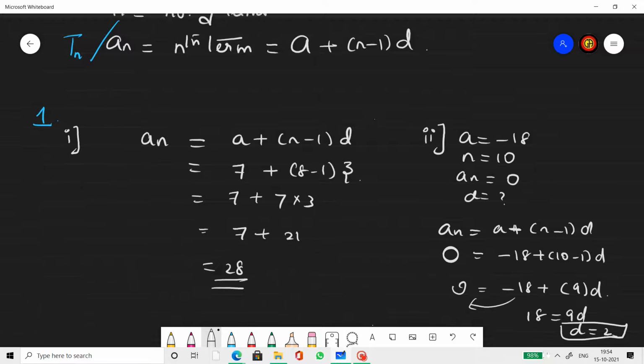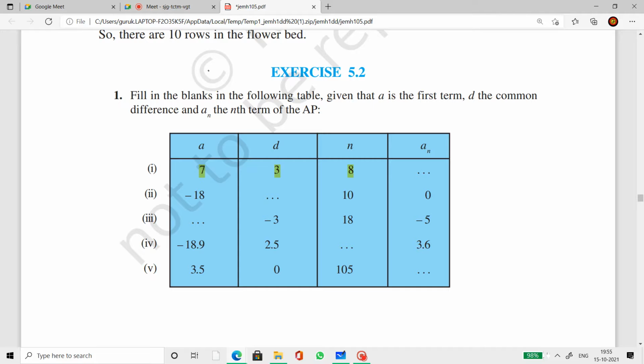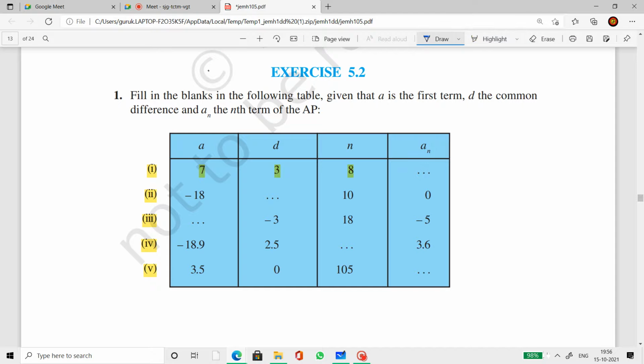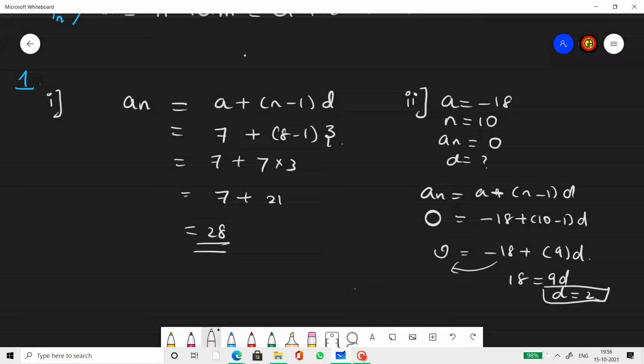So these are questions from exercise 7.2 of the NCERT textbook. In the first question there are 5 subdivisions in which one of the pieces of information is missing. The only formula we have to use here to find the missing information is the nth term formula, A plus n minus 1 into D. So in each case one piece of information is missing, and we just have to apply the given information into the formula and find the missing value. Two of them are done for you over here.